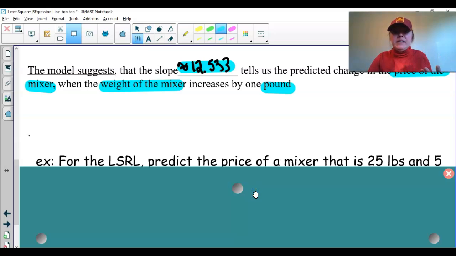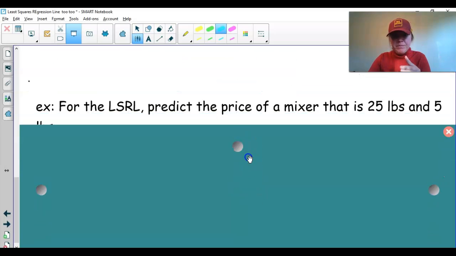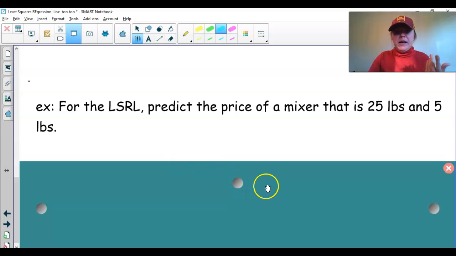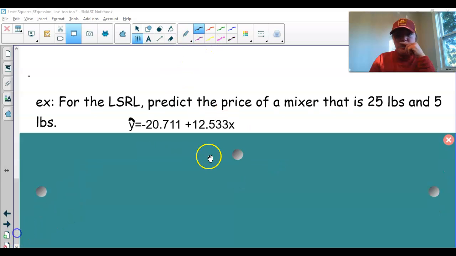Okay, now the next thing is, why do we need this least squares regression line? What's the importance? The importance is for prediction. And so with that, we want to do some prediction, okay? Predict the price of a mixer that is 25 pounds and 5 pounds. Let's do that. Okay, you can see that I rewrote the regression line down.